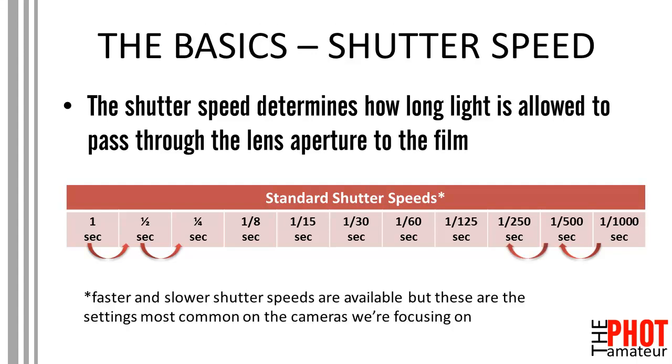As I've said here, faster and slower shutter speeds are available. These are the most common settings on the cameras that we're focusing on. On up-to-date digital SLRs, you'll find much faster shutter speeds than these, and indeed, longer, slower shutter speeds than these as well, and all have their place. But as we're concentrating on black and white film photography, and as they don't seem to be making many film cameras now, we're stuck with the ones that were made up until about 10 years ago, really.